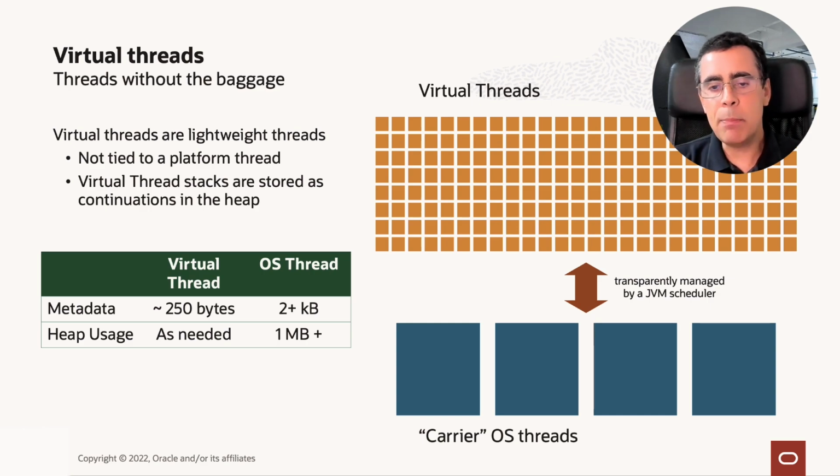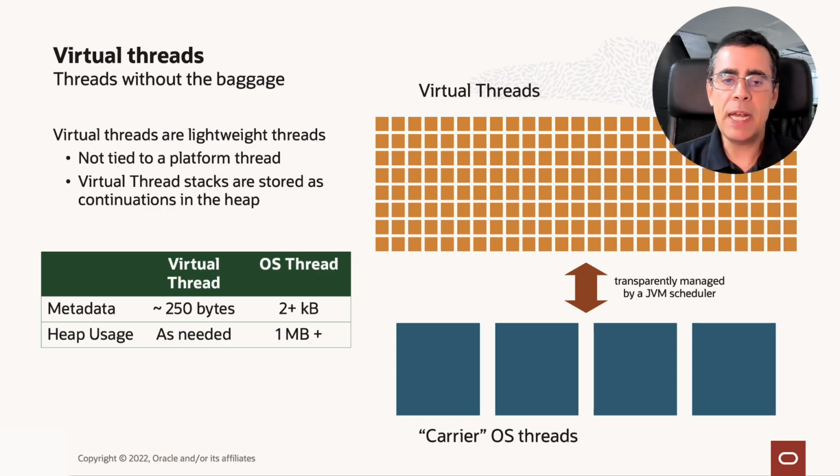A virtual thread has a couple of hundred bytes of metadata, starts up much faster than a platform thread, and uses only as much stack space as is actually needed for the active stack frames. As a result, we can create many more virtual threads than we can platform threads.